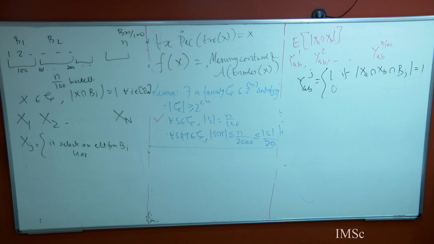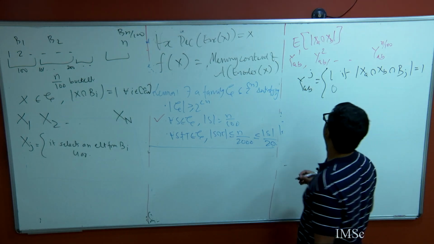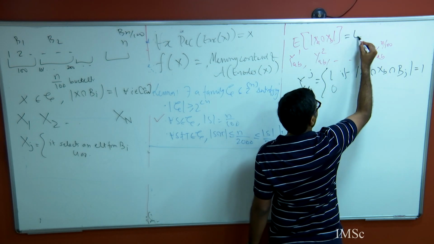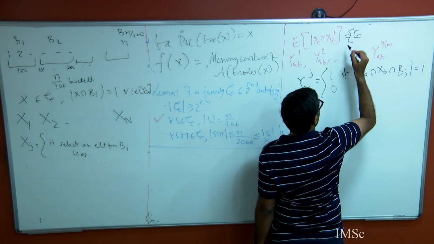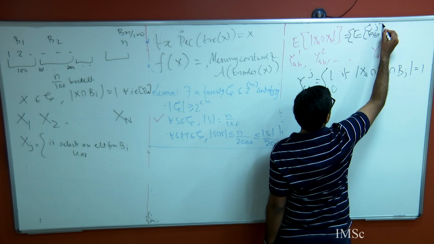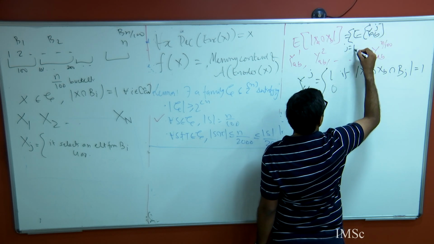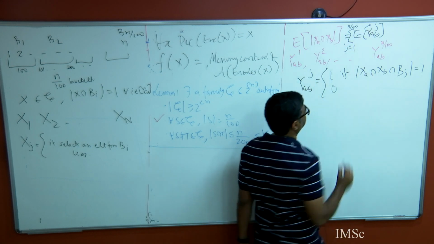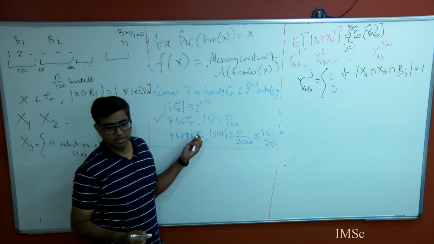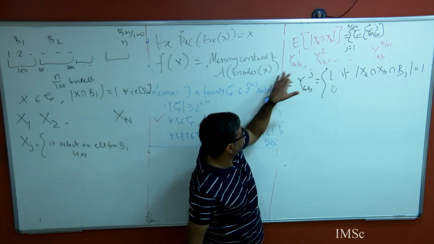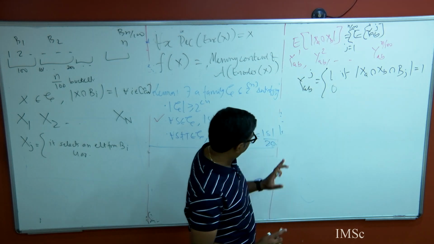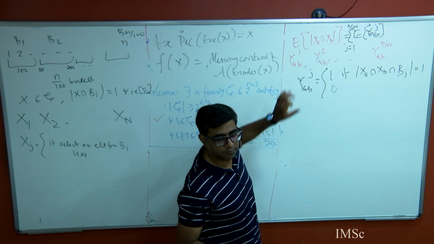Okay, so let's compute. What is the expectation of this cardinality? It is nothing but the summation over the expectation of Y_ABJ, j going from 1 to n over 100. Do you agree? By linearity of expectation, I can write this intersection as a sum of these random variables, and this is what it is. So all we need to compute is the probability of this.